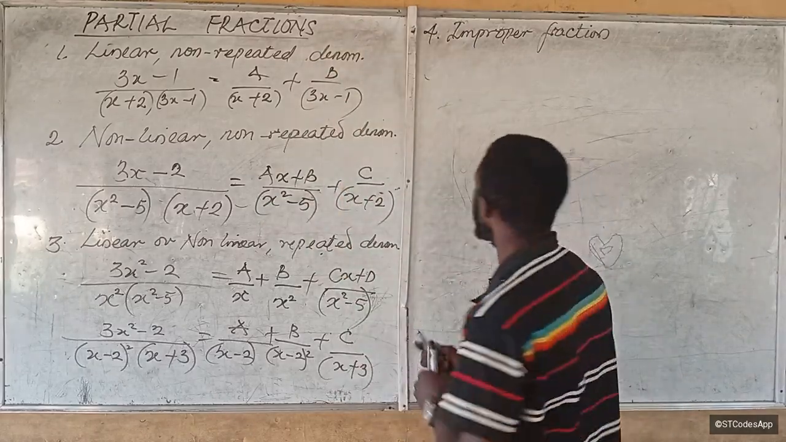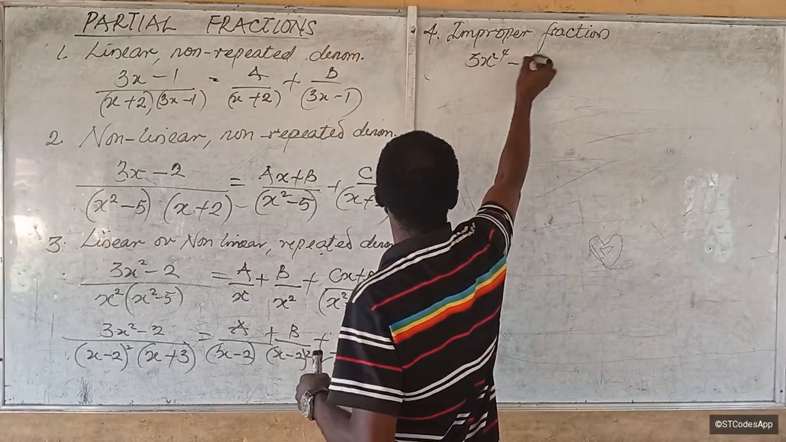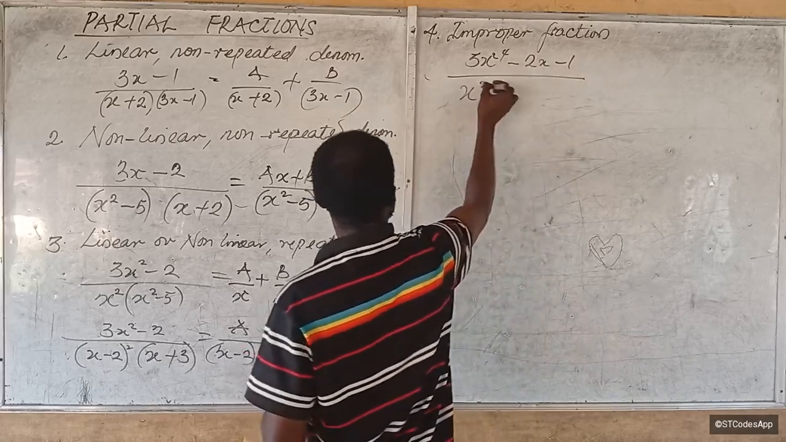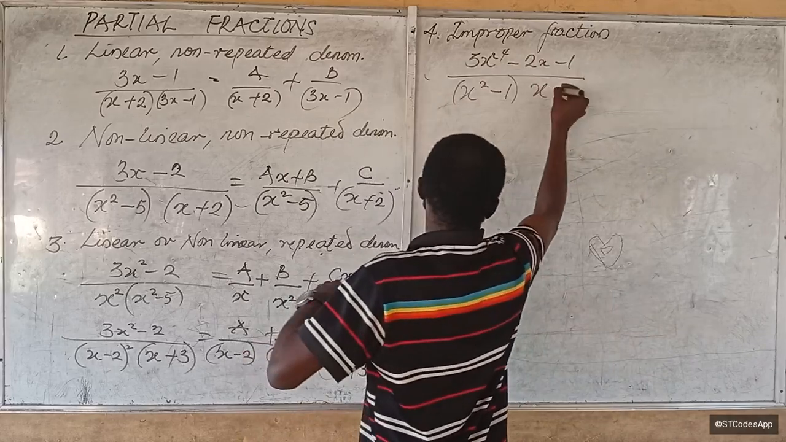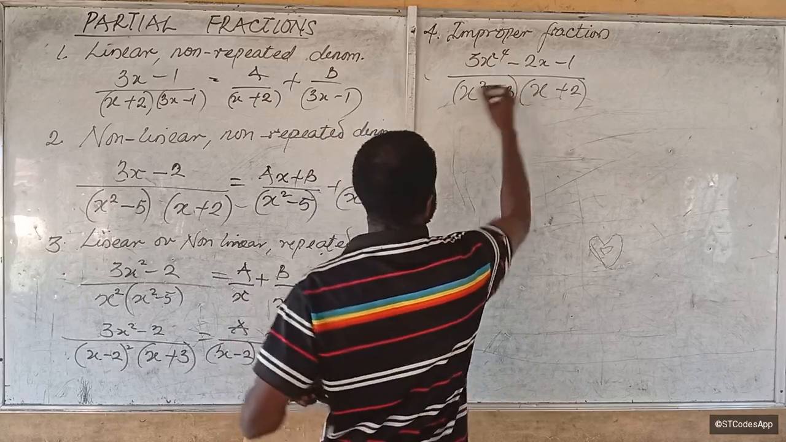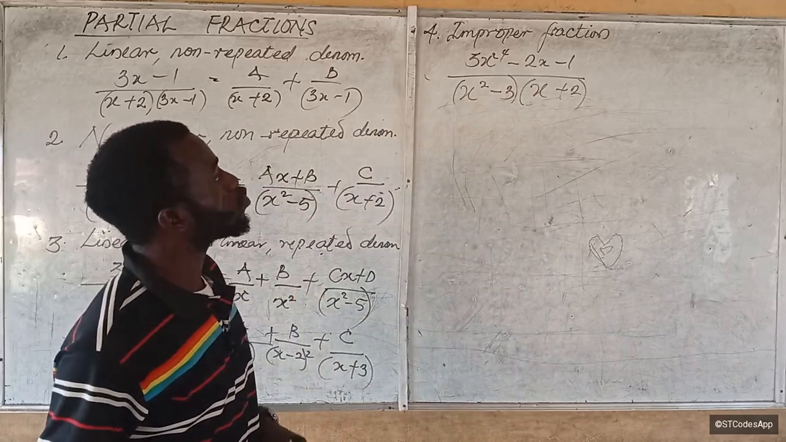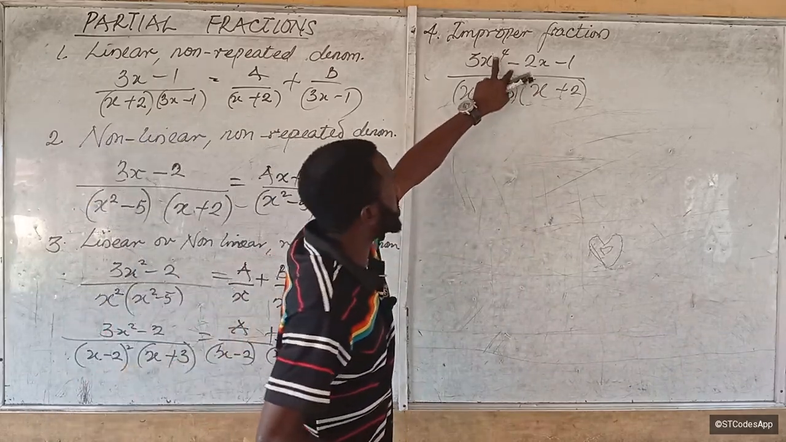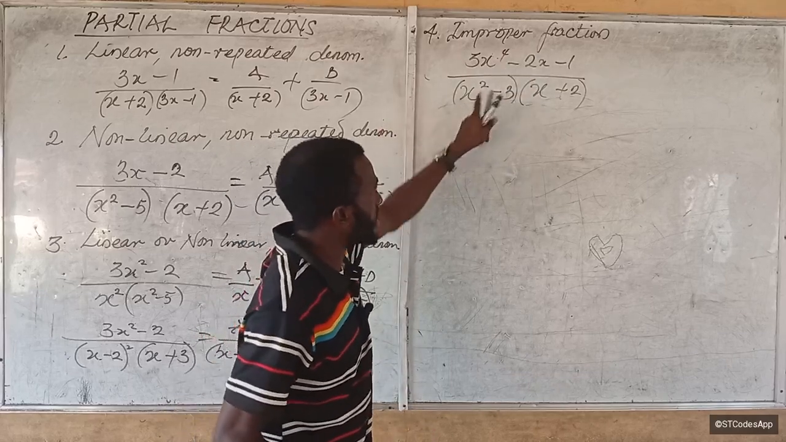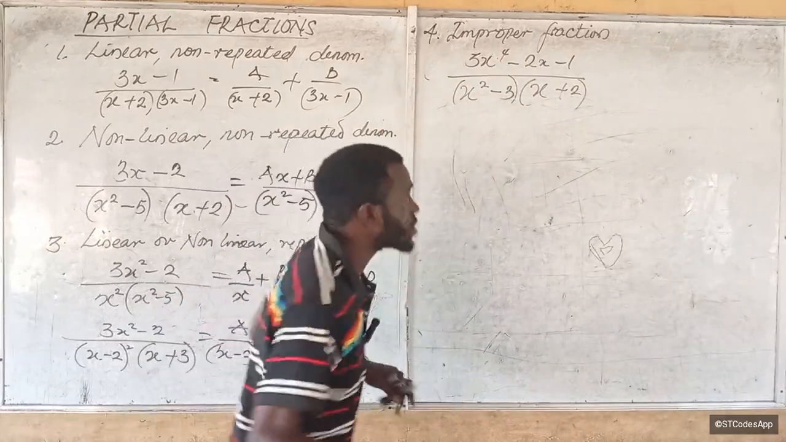So, for example, if I have an expression like 3x raised to the power 4 minus 2x plus 1 over x squared minus 1, x plus 2, for example. Let me use a simpler number again. X squared minus 3 over x squared plus 2. Now, looking at this, you see that the degree in the numerator is higher than the degree of the denominator because this is x squared. X squared times x is x raised to the power 3. So the first thing you do is this.